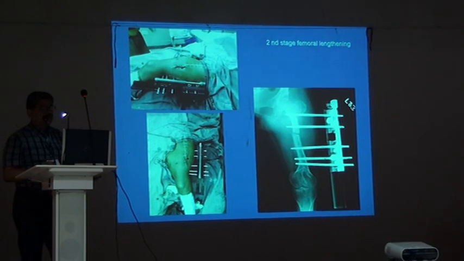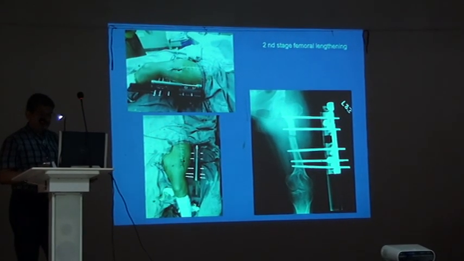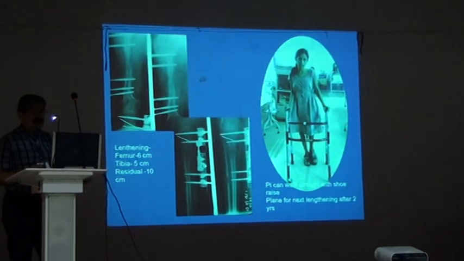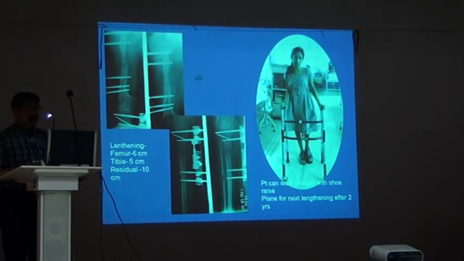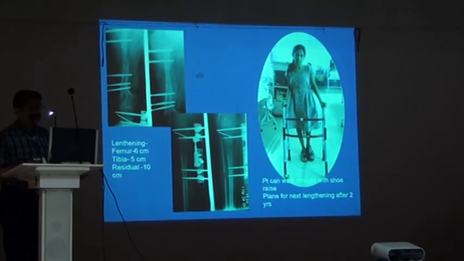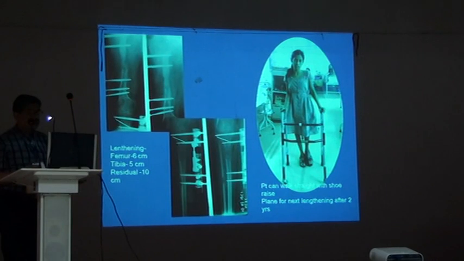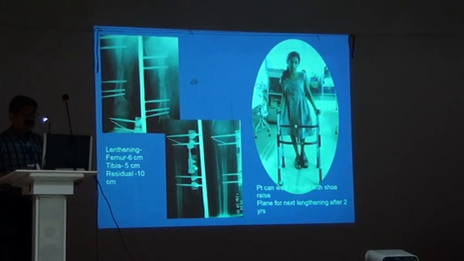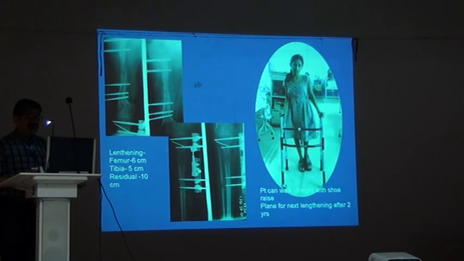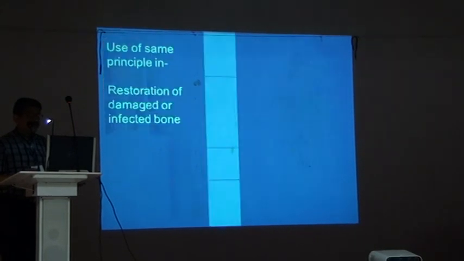So in the second stage, we did a femoral lengthening. And in the third stage, we did a tibial lengthening. So we gained 6 centimeter femoral length, 5 centimeter tibial length. She has residual of 10 centimeter. Patient can walk straight with raised shoe. Our next plan is to do another lengthening after 2 years.